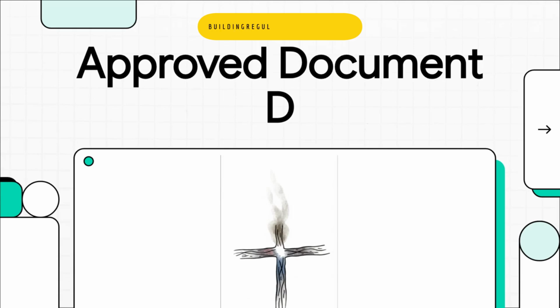All right, let's dive into a really crucial piece of the UK building regulations puzzle, Approved Document D. It's all about toxic substances, and honestly, understanding this is absolutely essential for keeping our buildings safe and healthy.